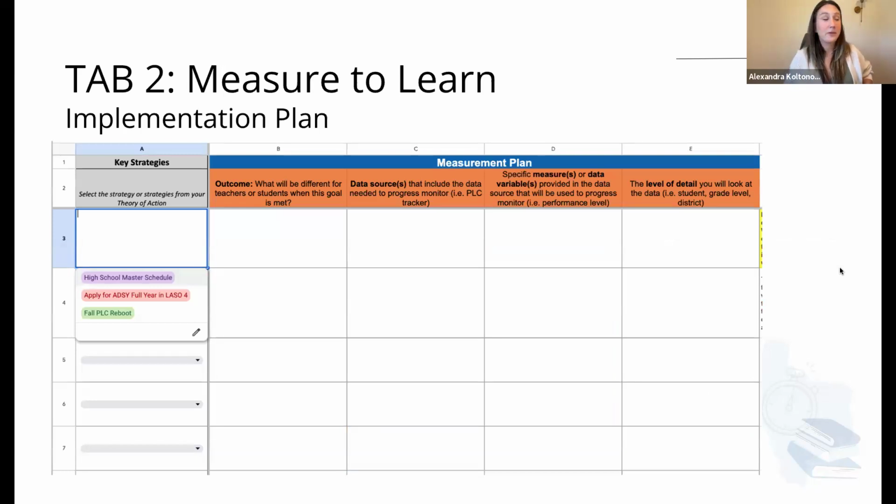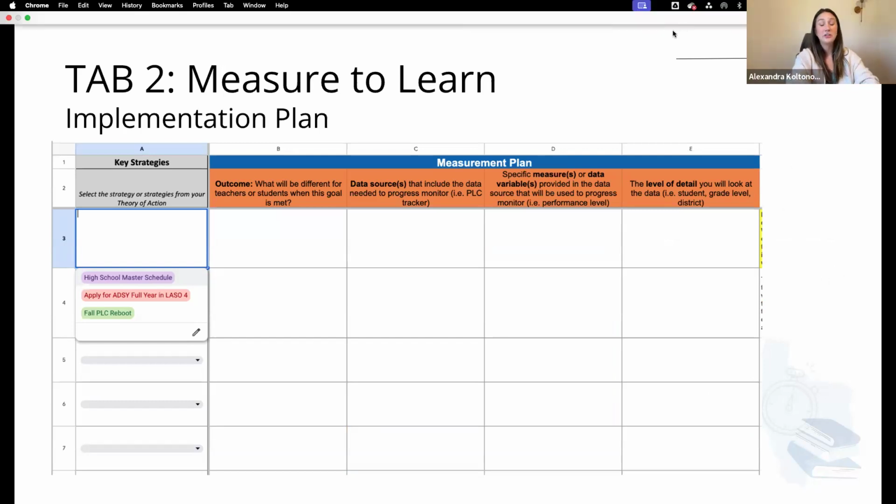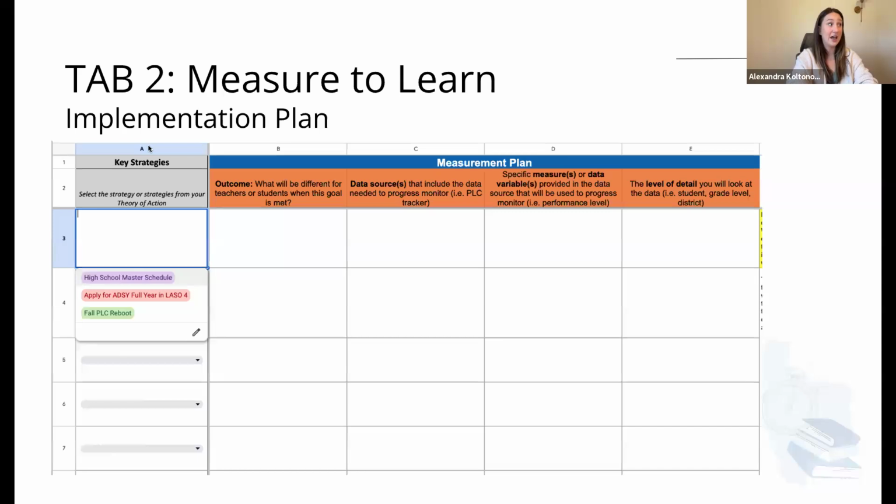Tab 2 is our measurement plan. Again, this is where you're going into more detail on how you are going to be determining whether you are doing what you plan to do, as well as whether what you're doing is effective or not. Like I mentioned in that first tab, when you enter those strategies, they pop up as options in the drop-down for you to select. So you'll want to make sure that you have a measurement plan for each of your strategies.